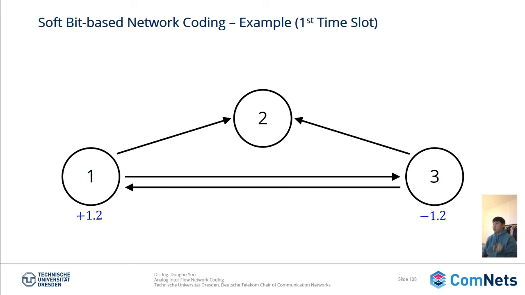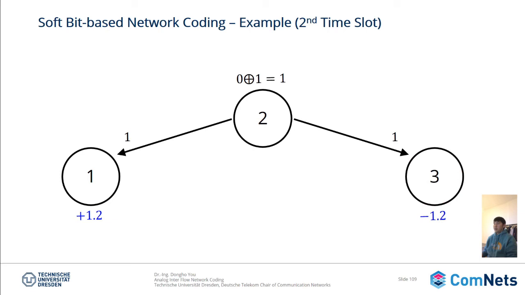And then each destination node extracts the soft bit using the error operations. Since node 3 transmits the binary 1, this error value can be assumed +1.2, and since node 1 transmits the binary 0, the error value can be assumed -1.2. Then in the second time slot, node 2 broadcasts the XOR bit 1 to each destination node. And its error value can be assumed to be a larger magnitude here and here, because the channel condition of the relay path is better than the direct path.